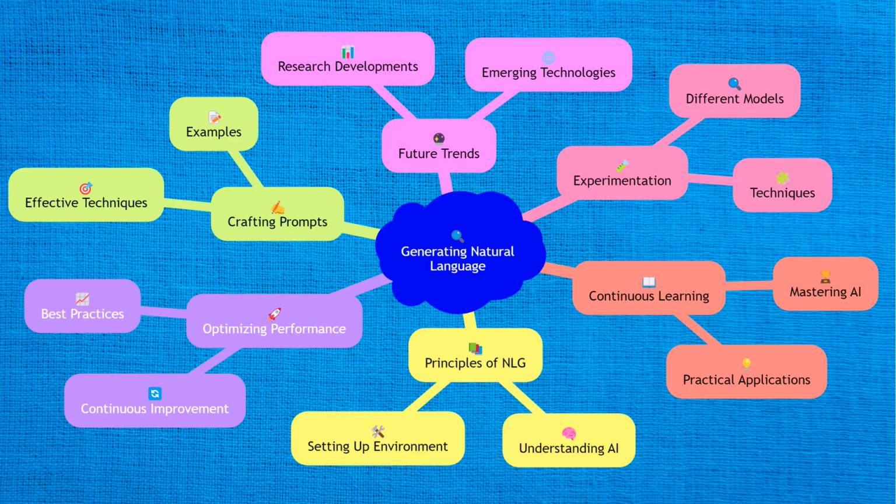In conclusion, submitting requests to generate natural language involves understanding the principles of NLG, setting up the environment, crafting effective prompts, and optimizing performance. By following best practices and staying informed about future trends, you can harness the power of generative AI for various applications. As a next step, consider experimenting with different models and techniques to find what works best for your specific needs. Continuous learning and practice will help you master the art of generating natural language with AI.